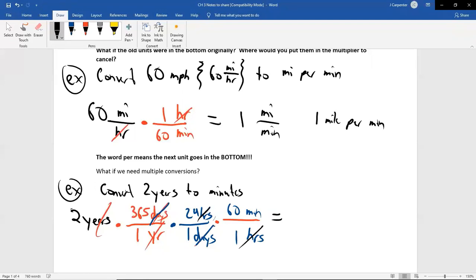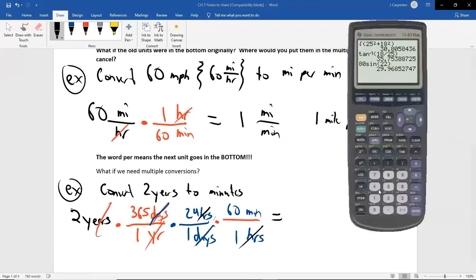All right, so hours are gone. So what are we doing here? We're taking the 2, and we're multiplying it by the 365 because it's in the top. Then we're going to multiply by the 24 because it's in the top. And we're going to multiply by the 60 because it's in the top. So we pull out a calculator. Ignore all that trigonometry. That's not for us. 2 times 365 times 24 times 60.